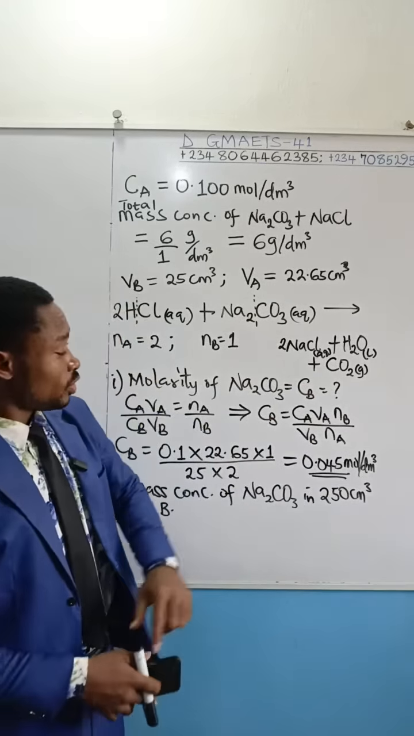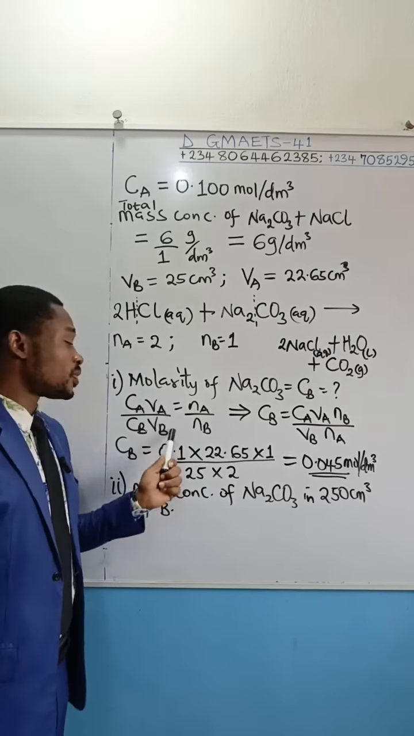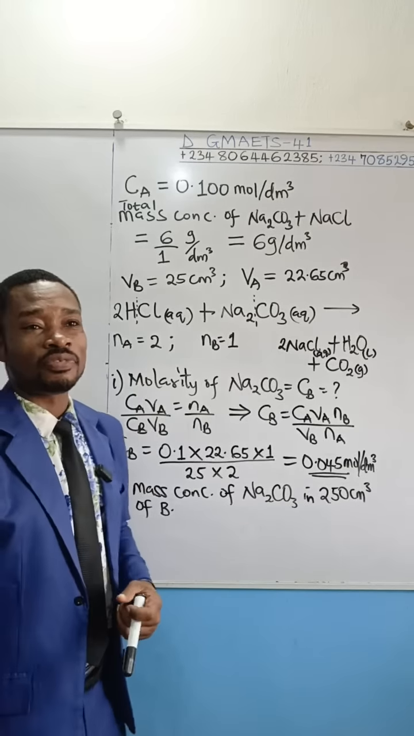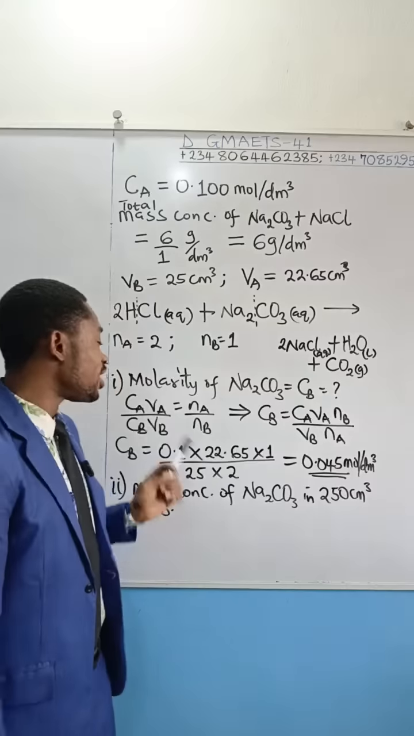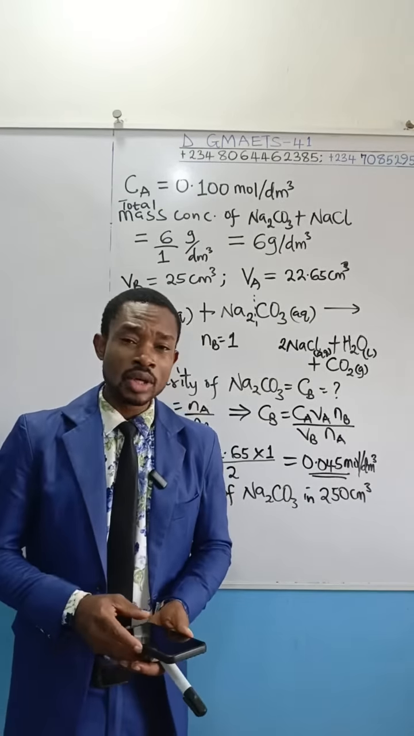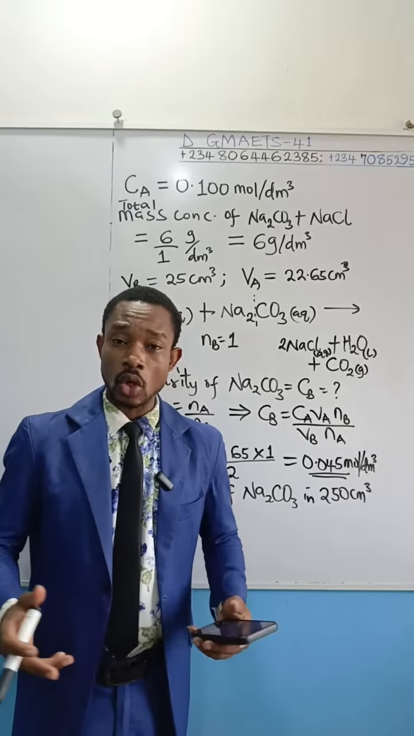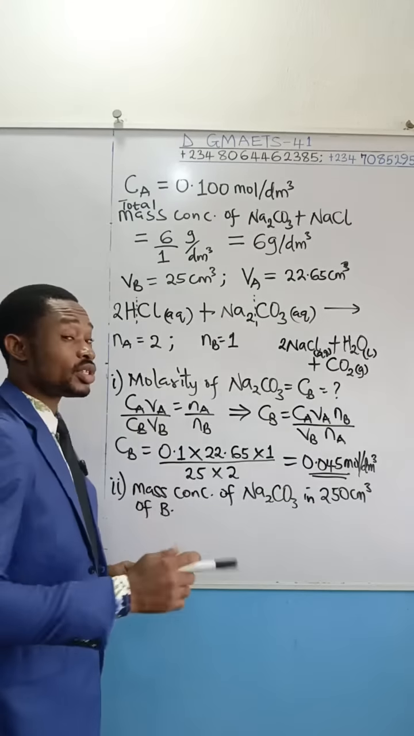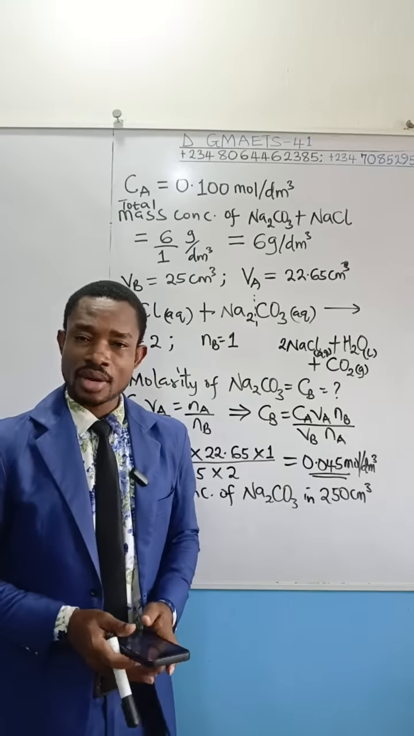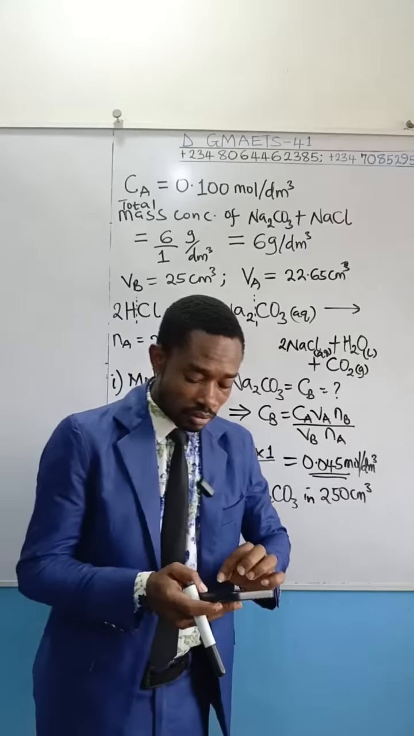The reason is that if you look at the formula, this is VA, this is VB under it. The cm cube will take care of themselves; they will cancel out. So you don't need to convert to dm cube. If you divide this by 1000 and divide this by 1000, you have not changed anything. You have only succeeded in wasting your time. Therefore, for volumes of acid and base, please don't punish yourself converting to dm cube. Solve with cm cube straight, since the units will take care of each other.